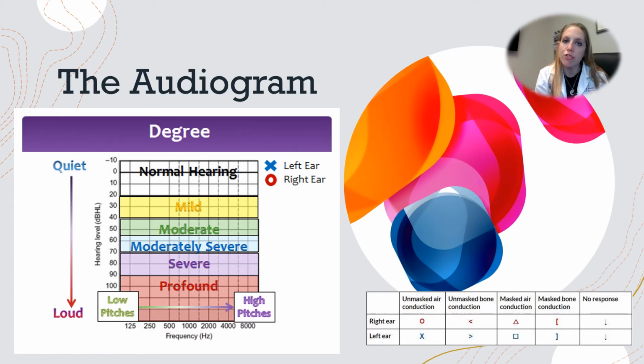X's, usually found in blue, are your left ear. O's are your right ear. That shows your air thresholds, which show how you get the sound from the outer ear to the middle ear, all the way to the nerve. And then you have brackets, as you can see in the corner key, little Pac-Man brackets that show you your bone conduction, or your bone thresholds, which innervate the nerve specifically.